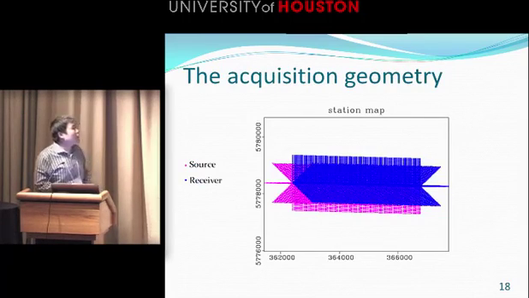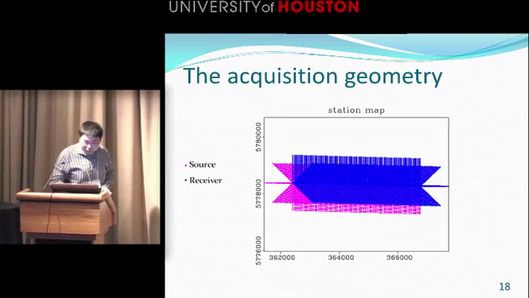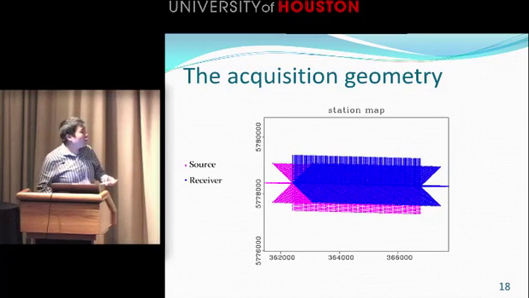So here is the acquisition geometry. It's the map view, just a view from the top. The red dots represent the source locations, but for resolution reasons we cannot see the dots clearly. The blue dots represent the receiver locations. This pattern is kind of complicated to understand, so I will decompose it so that it is easier to understand.